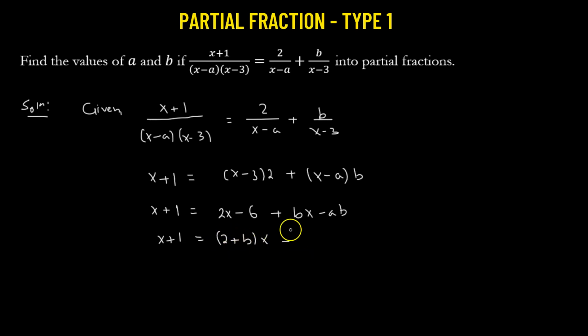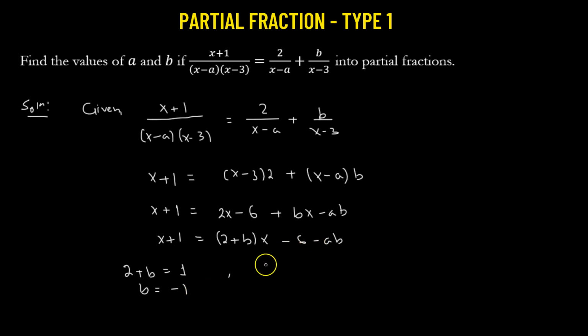Then we are going to combine the constant terms. So that's -6 - ab. Now we're going to compare both sides. Comparing both sides, 2 + b, which is the coefficient of x on the right hand side, will be equal to the coefficient of x on the left hand side. So 2 + b equals 1. Solving for b, we're going to get -1.